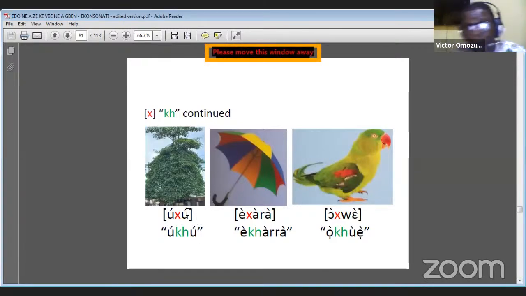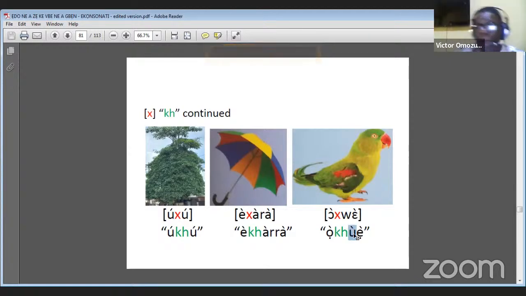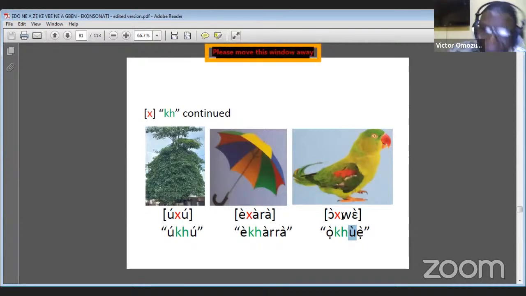Uhu is another type of tree. It's a very common tree in Edo. Uhu. And then, echara. Ohwe. So you can see here, the U again is realized as a glide. That rule, once the structural description is met, then you must have that structural change.